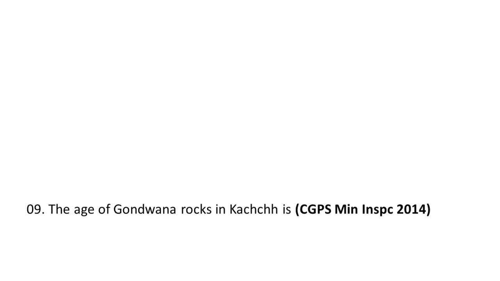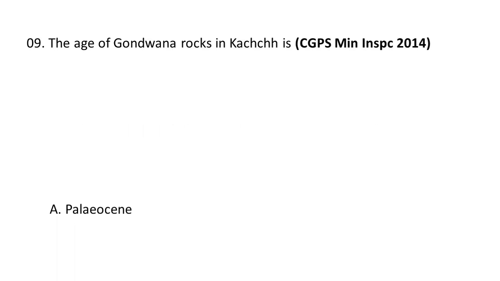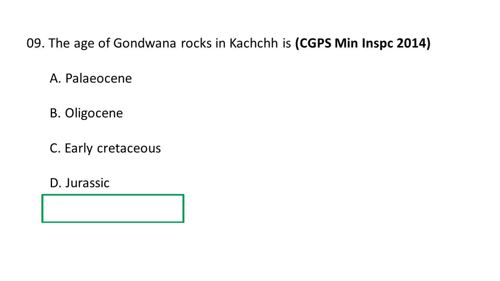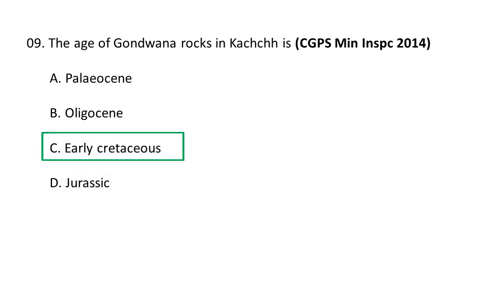Next question. The age of Gondwana rocks in Kutch is A. Paleocene, B. Oligocene, C. early Cretaceous, and D. Jurassic. The age of Gondwana rocks in Kutch is early Cretaceous. The Gondwana supergroup is a sequence of sediments that began to be deposited in the upper Carboniferous and continued up to the lower Cretaceous. And the rocks in the Kutch basin are Mesozoic or early Cretaceous clastic, such as the Bhuj Formation.